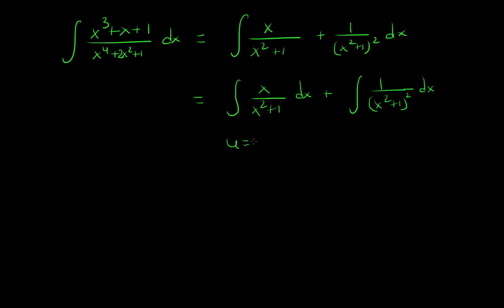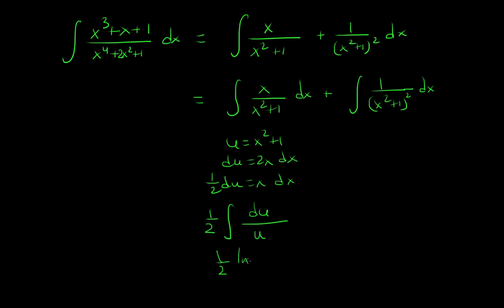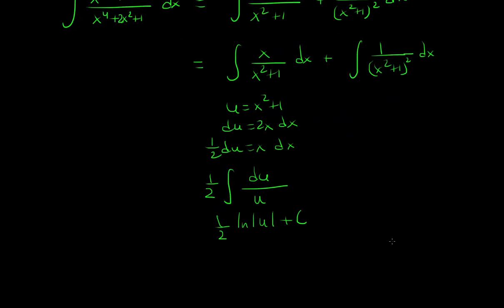The first one, I'm going to let u equal x squared plus 1, du is 2x dx. So I'm going to divide both sides by 2, get 1/2 du equals x dx. So that's what's going to go over here. Replace x dx with 1/2 du, and then the 1/2 I'm just going to factor. And so that's going to be du over u, which is 1/2 ln of the absolute value of u plus c, and u we said is x squared plus 1. Technically, because it's an absolute value, x squared plus 1 is always going to be bigger than or equal to 1, so I don't need the absolute value.